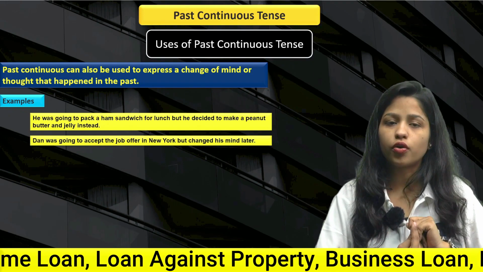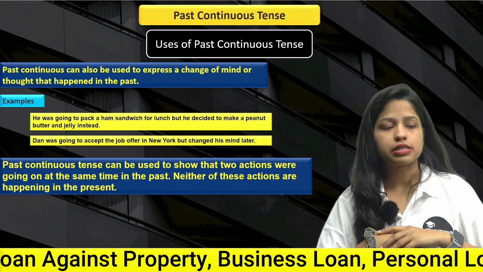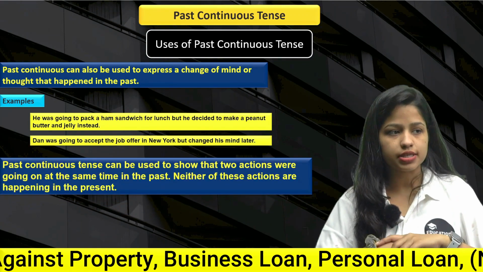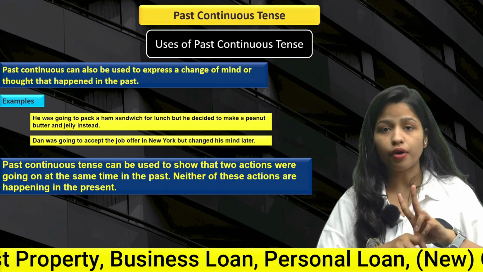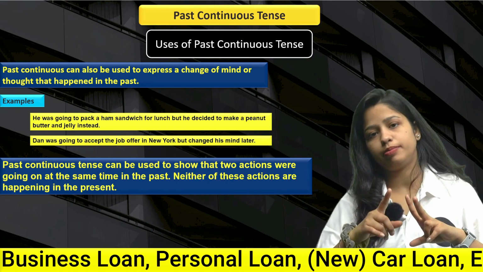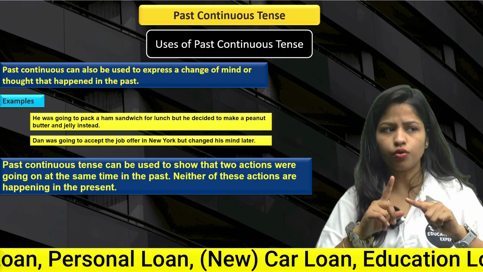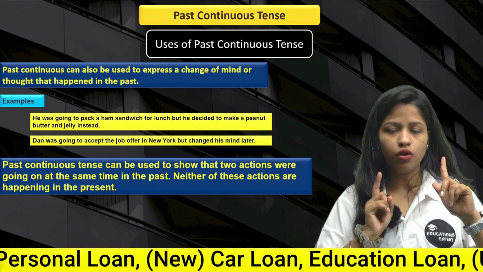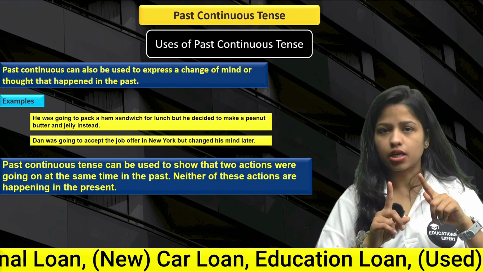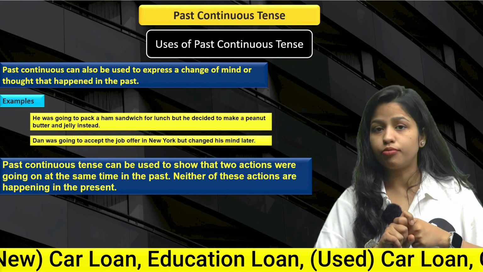Now let's move forward and understand another use. The next use of past continuous tense is that it can also be used to show two actions going on at the same time in the past. This was the use that I told you about at the start of this video when I gave you some examples.